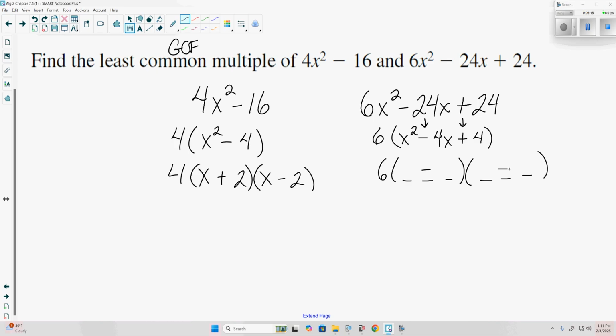Now, after I get signs done, I'm going to look at the factors of the first and third term. The first term is x squared. The only things that multiply together to give me x squared are what? X and x. Only one set of terms, so we're just going to throw it in. Factors of 4: 1 and 4 or 2 and 2. Which one do we want to try first? 2 and 2.